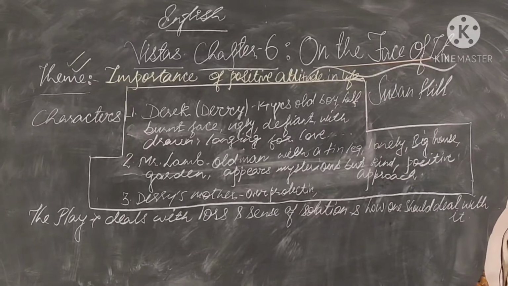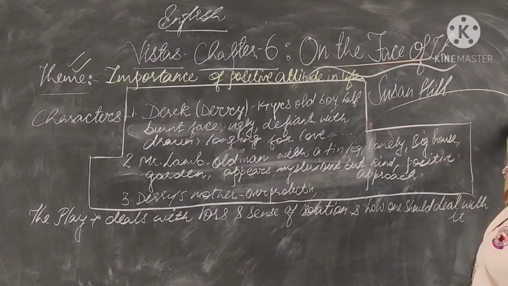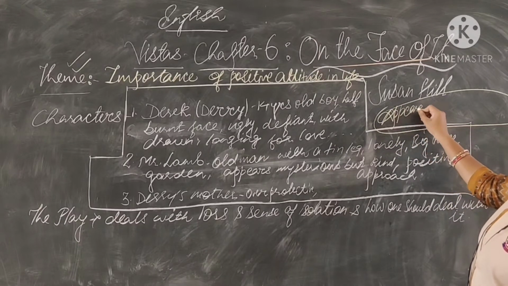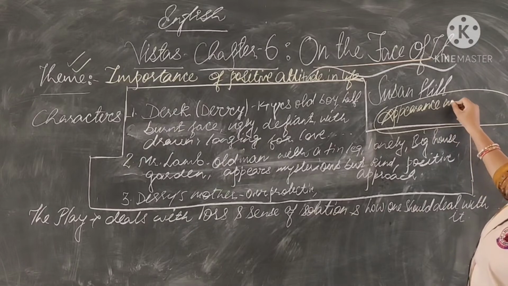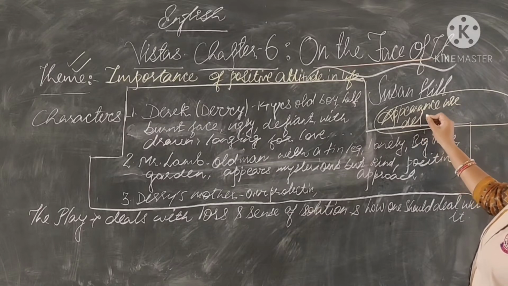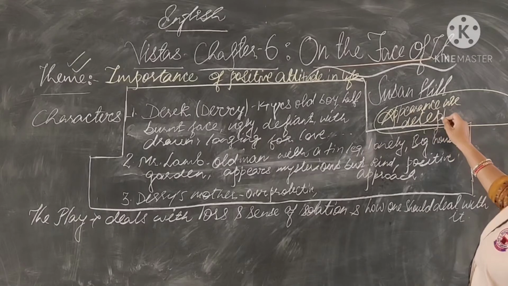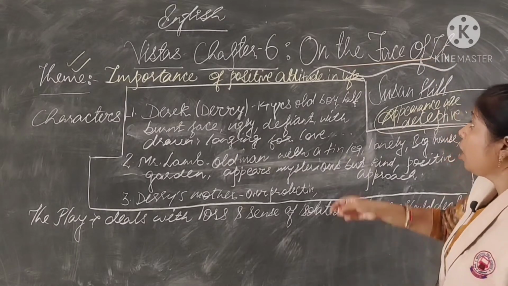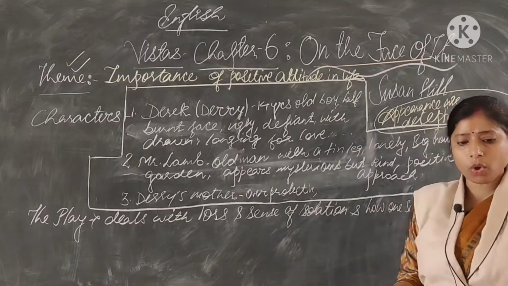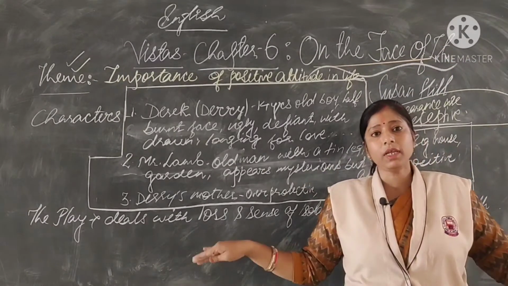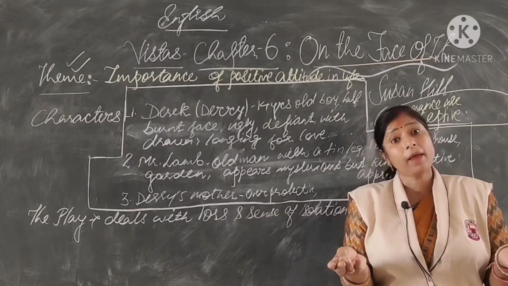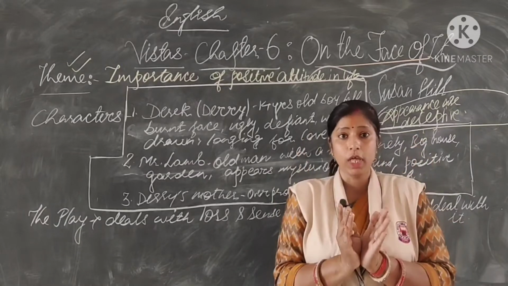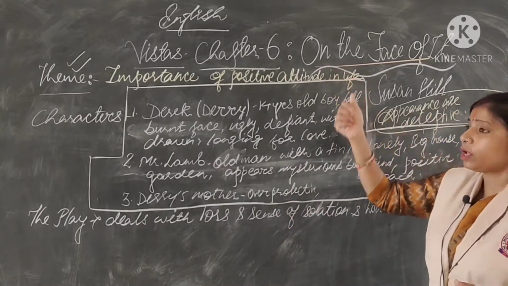And one more thing we have to understand is that appearances are deceptive. Appearances are deceptive means, as the title suggests, first of all we have to understand what the title is. On the face of it means whatever is on the surface doesn't mean it will be in the depth. Means जो दिखता है वो होता नहीं है. So this chapter suggests the same thing, on the face of it.